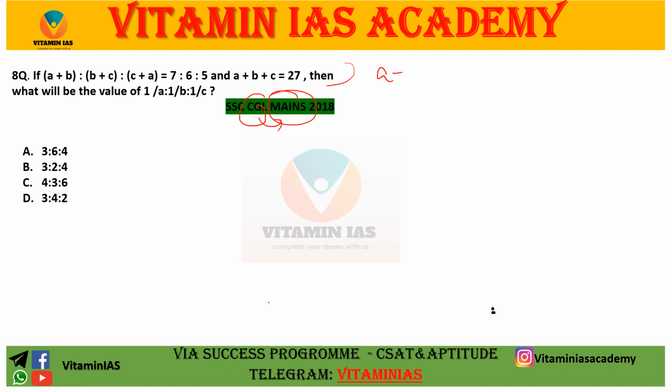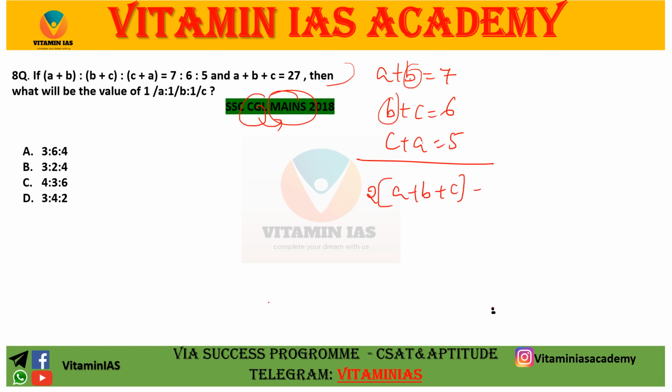Here the data is A plus B is equal to 7, B plus C is equal to 6, and C plus A is equal to 5. So if you have a combination of all, how many B's are there? 2. How many A's? 2. How many C's? 2. So taking 2 common, 2 times A plus B plus C is equal to 7 plus 6 plus 5, which is 18. So A plus B plus C is equal to 18 by 2, which is 9.